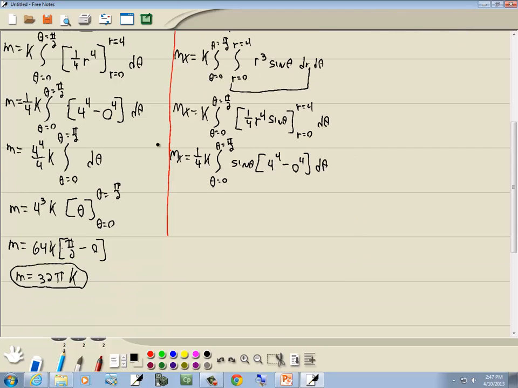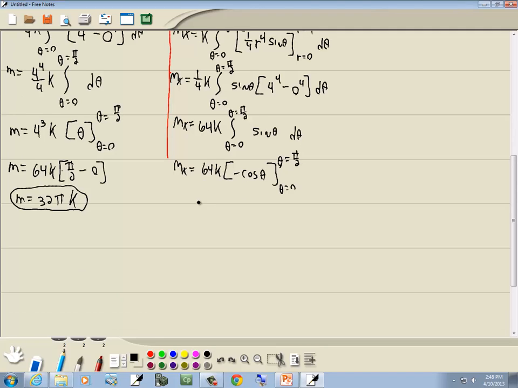I already did it on the first part here, when I take the 4 to the fourth out in front, and we know that gives us 64. So that's going to give us 64k. And then we got theta is equal to 0 to theta is equal to pi over 2 of sine theta, d theta. So we got 64k. Now the integral of sine is negative cosine theta, from theta is equal to 0 to theta is equal to pi over 2.